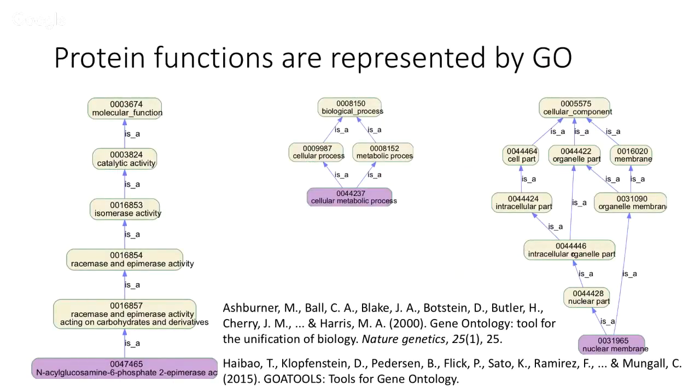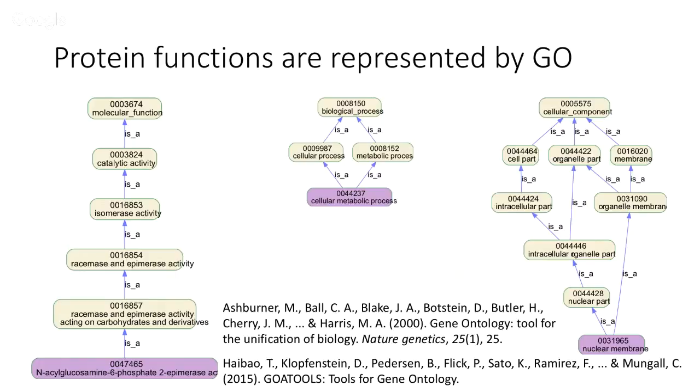There are many different representations for protein function. The one that I find the most useful is the gene ontology, which provides a controlled vocabulary of functional terms arranged hierarchically, with more general terms at the top as ancestors of more specific terms.